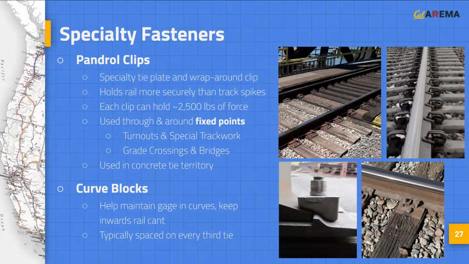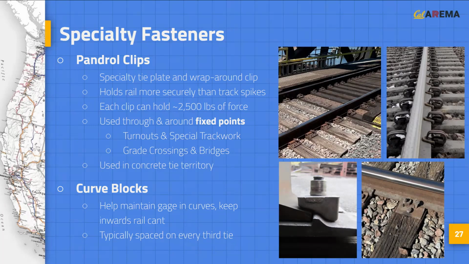Pandrol clips use special tie plates and a wraparound clip to hold the rail more securely than track spikes, and each clip can hold around 2,500 pounds of force. As a result, railroads often use Pandrol clips through and around fixed points where the rail cannot be allowed to move vertically or longitudinally. These include turnouts and special track work like diamonds, as well as grade crossings and bridges. Pandrol clips are also used in concrete tie territory, as traditional track spikes cannot be driven into a concrete tie.